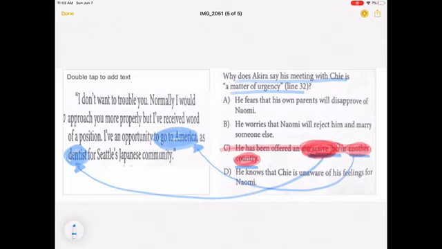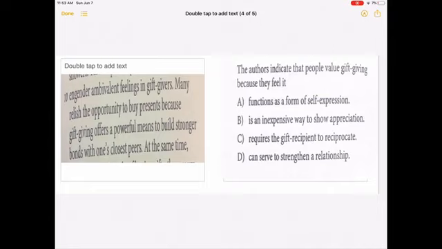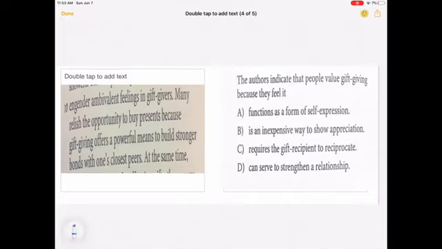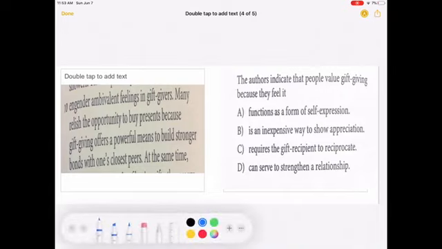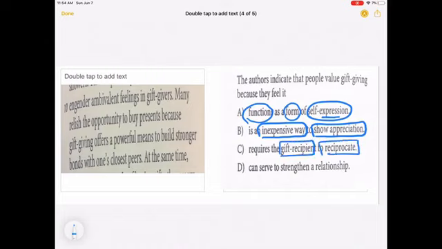Let's take several other examples. The authors indicate that people value gift giving because they feel it. Now, there's a trick. If you think that the answer is incredibly long, you can simply split the answer or highlight the keywords in the answer. So, for example: functions as a form of self-expression. That means it helps you in self-expression. Is an inexpensive way to show appreciation. Requires the gift recipient to reciprocate or to give back. Or can serve to strengthen a relationship.